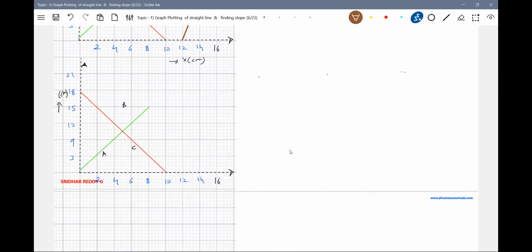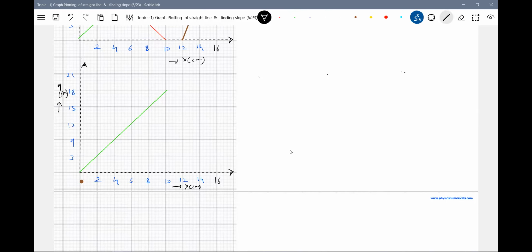Let me take out all these things, so it'll be very easy for you. And now you can see this. x is in centimeter. This is y. The straight line is passing through the origin. This is that curve. So he is asking you to generate the equation.